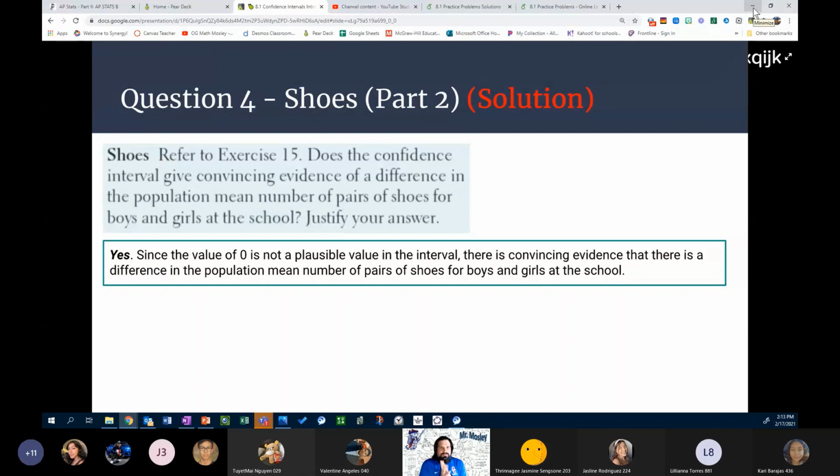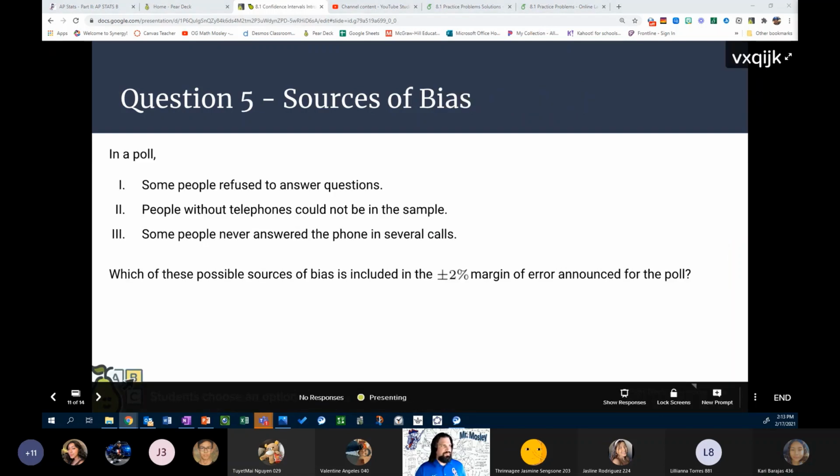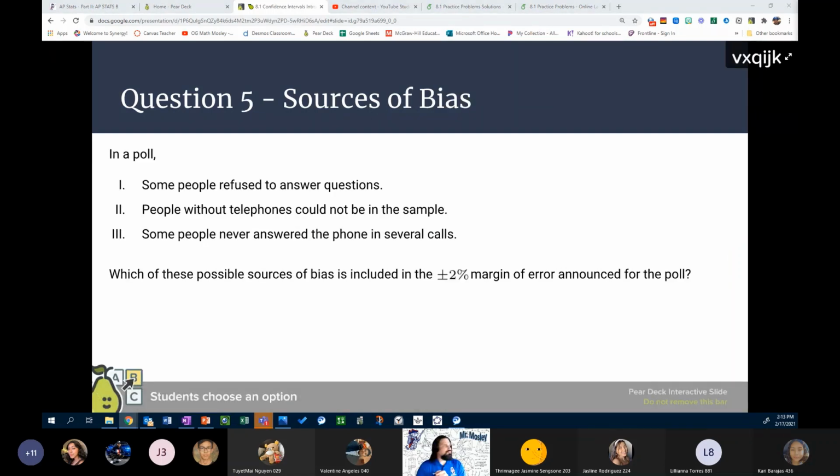Excellent. The next question is a multiple choice. So let's see what's next. In a poll, some people refused to answer questions. People without telephones could not be in the sample. And some people never answered the phone in several calls. All right. So we have non-response, undercoverage, and non-response. Right? It's all forms of bias.